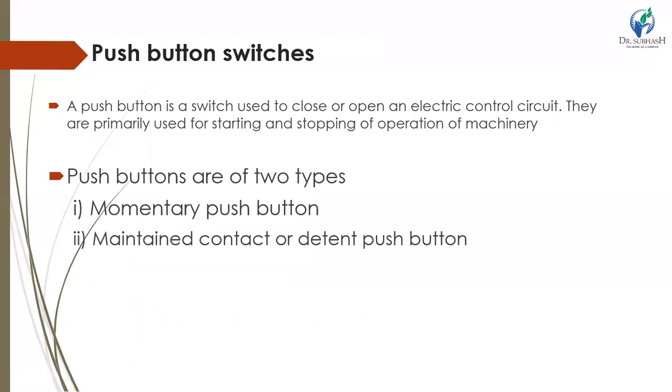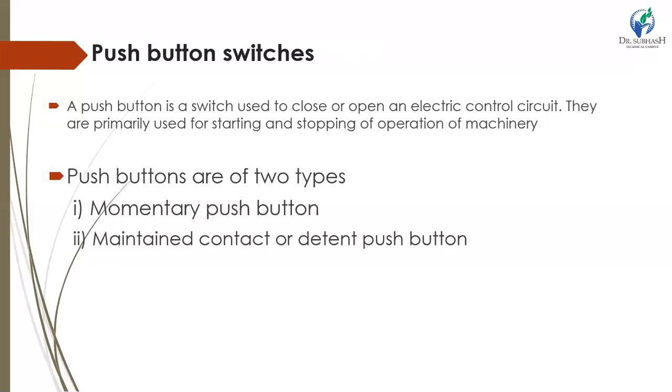A push button switch is used to close or open a circuit and control circuit. They are primarily used for starting and stopping the operation of machinery. All machinery can be started and stopped by these buttons. When you are going to start the process, you press the push button for starting, and it will start. After starting, if you want to stop, you press the push button again. So it is used for starting and stopping.